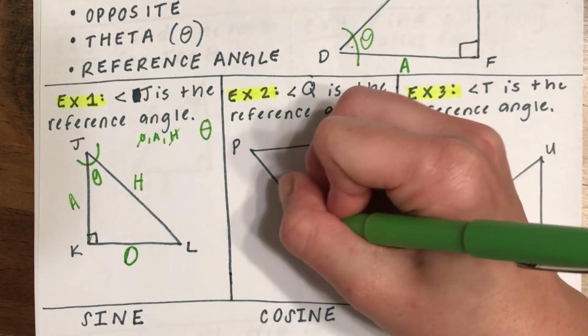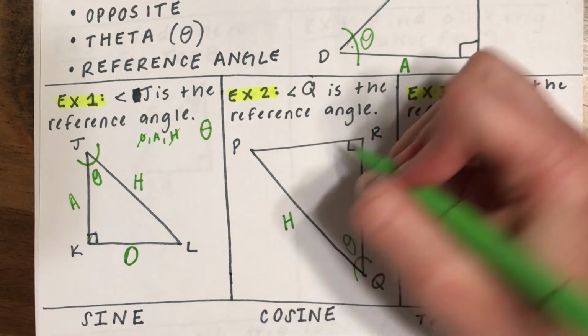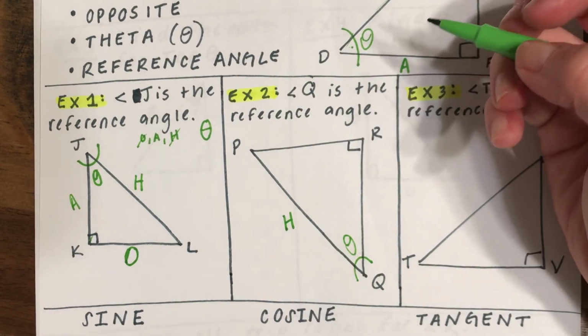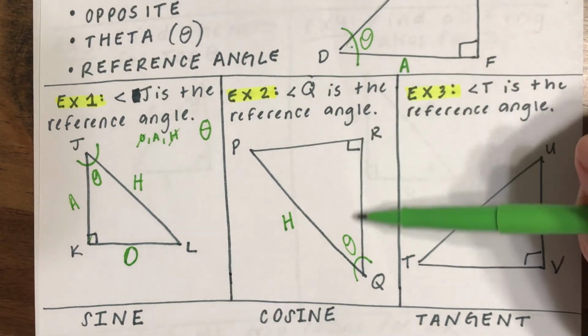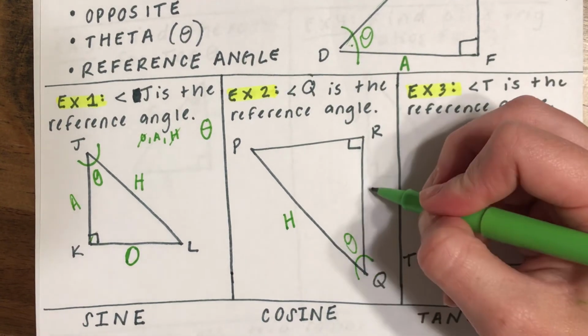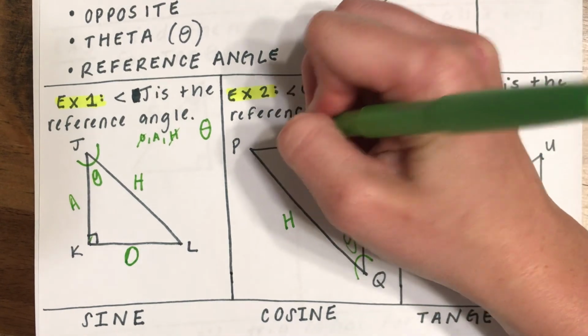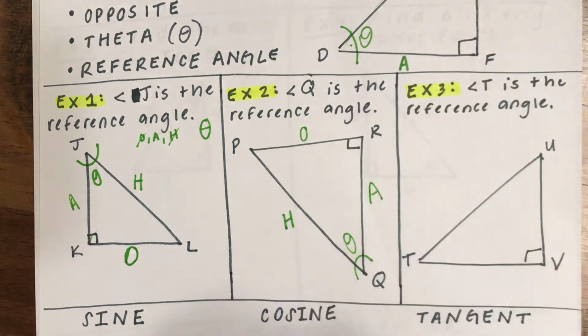My longest side is PQ. It's across from the right angle. My adjacent side is not PR, okay, because that side is not creating the angle with the hypotenuse. This is adjacent, and then the opposite side across from my reference angle is PR, okay?